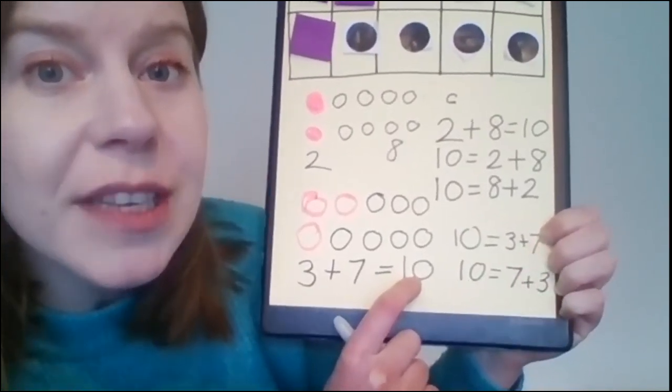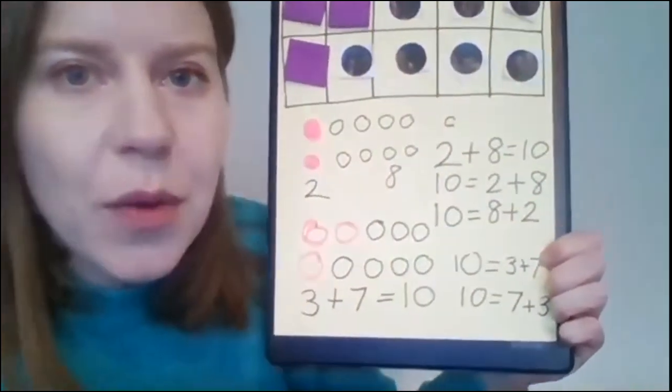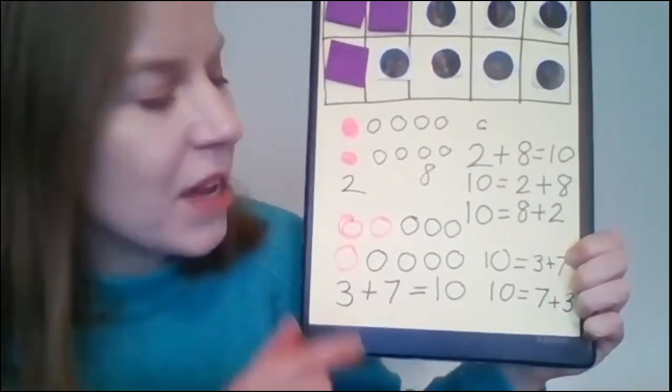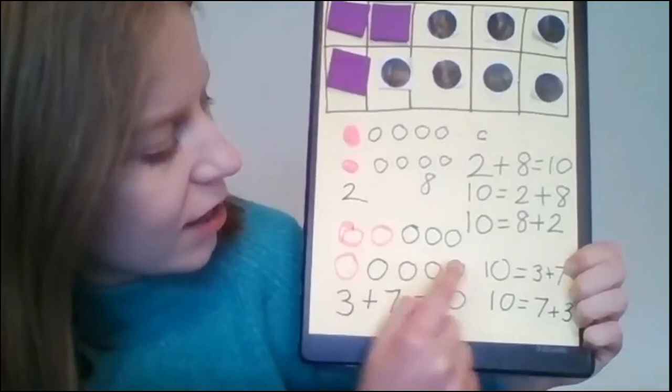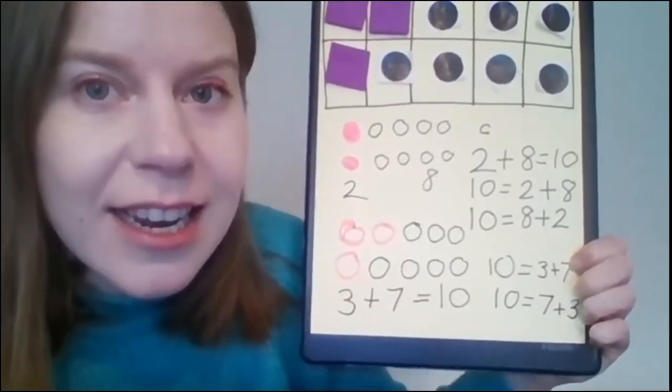So for the you do section, I would like you to think of one other way you could make the number 7. And remember, you need to draw it and then write how you did it in a number sentence.